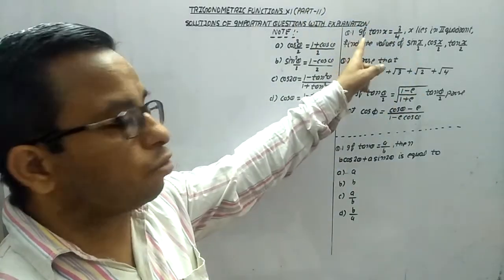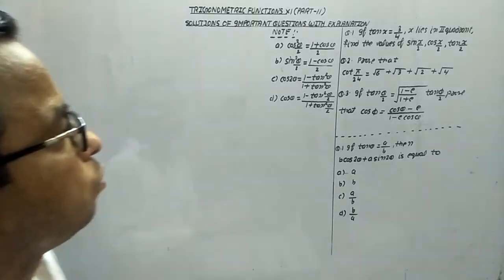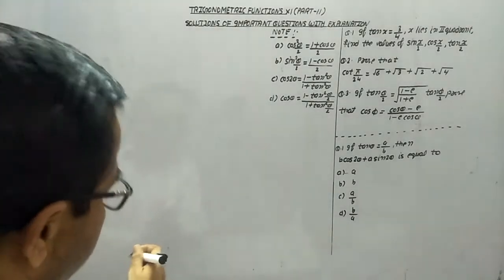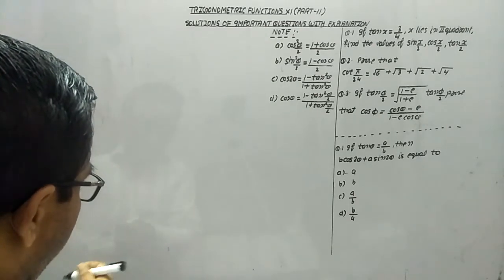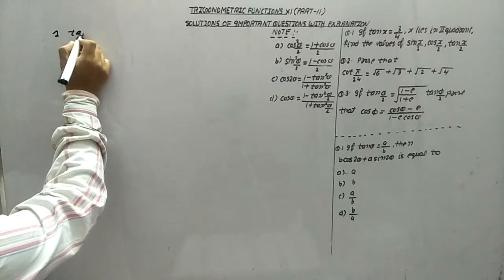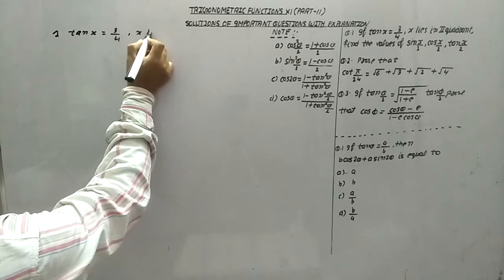So like that, in this question it is given tan x. First of all, we will convert into cos. So how will we do? Let's start with the solution. Now look at this thing. tan x is equal to 3 by 4, where x lies in second quadrant.